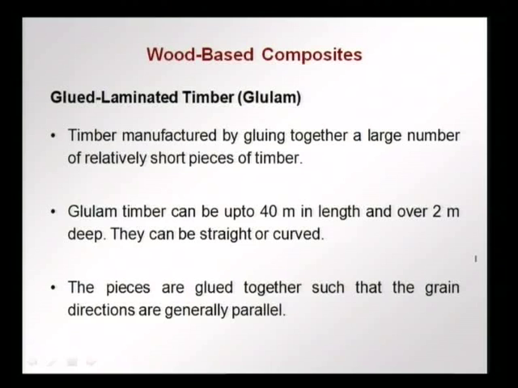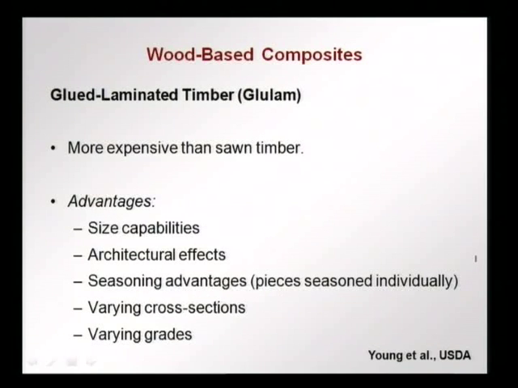So you can get large elements which would be practically impossible to get from a single tree. The pieces are glued together such that the grain directions are generally parallel. That is, you have the grains or the fibers running along the direction of the longitudinal axis of the glue lam element. This could be more expensive than sawn timber. However, there are a lot of advantages.